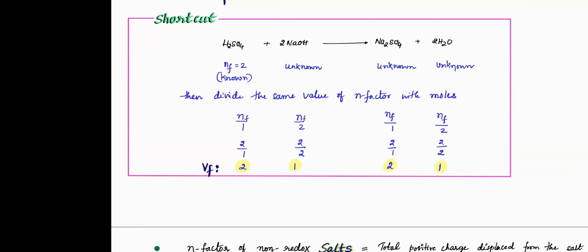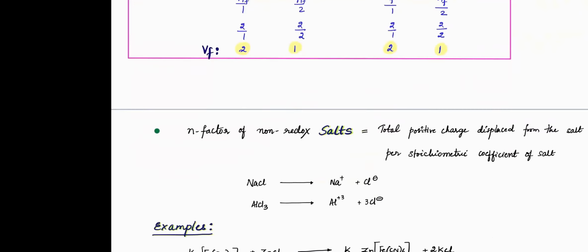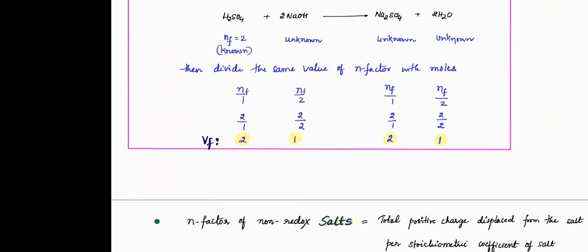Clear everybody? Well, here you can say, sir, we know NaOH, we know Na2SO4. Yes, you do know that, but there will be reactions where it becomes difficult to predict. In such cases, you can use this shortcut. Everybody understood? You just need to know the n factor of one of them, divide it by its stoichiometric coefficient, and that will become your valency factor. Done, everyone? Right.